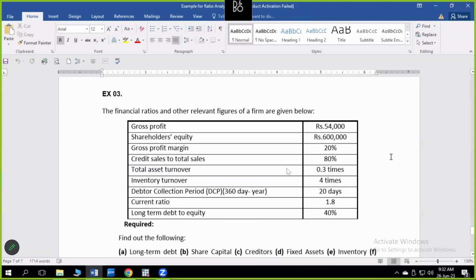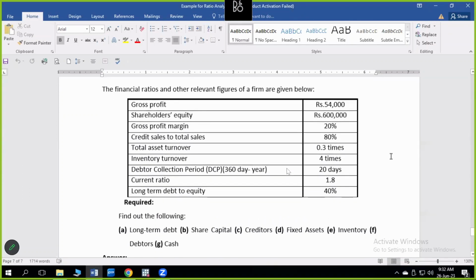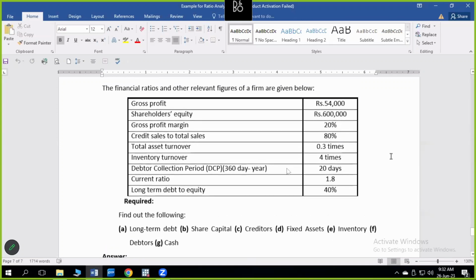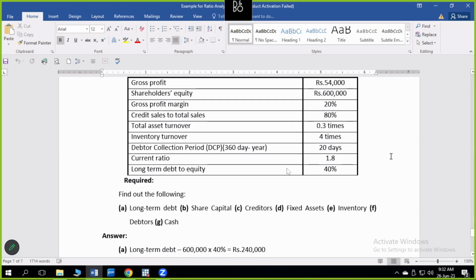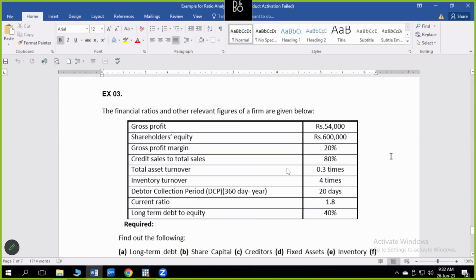So the exercises on financial analysis. You can take your exercise book and write your answers in the exercise book. Otherwise, you can't learn it. Right. So in this question, you can observe that the financial ratios and other relevant figures of a firm are given to you.